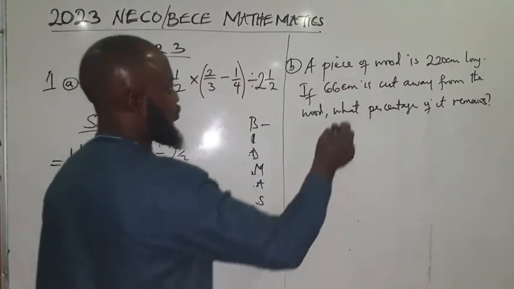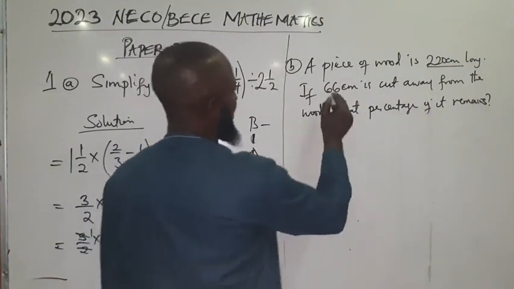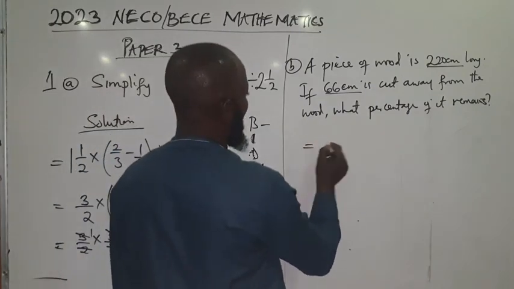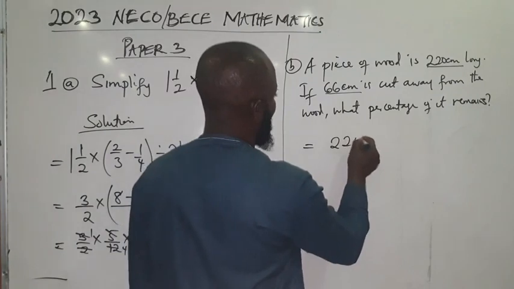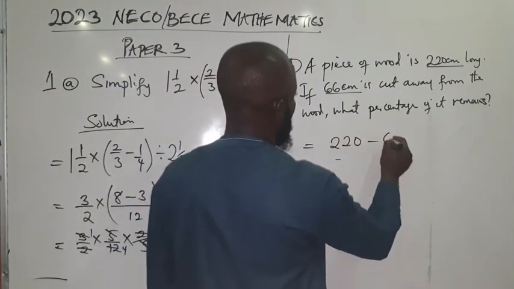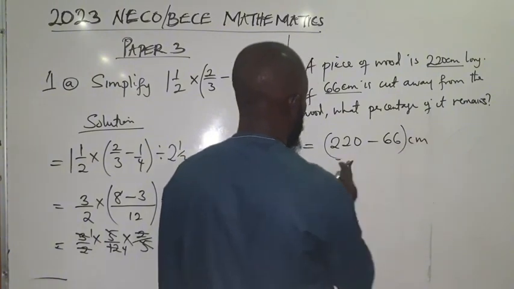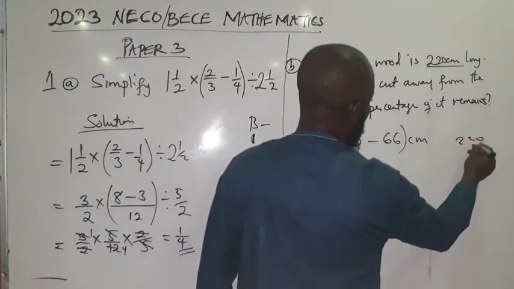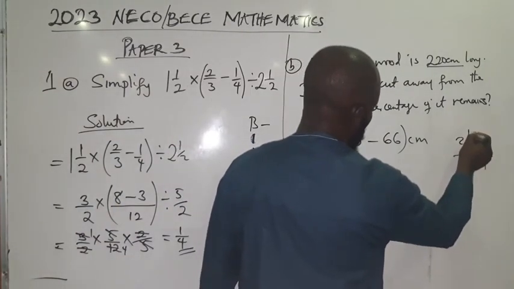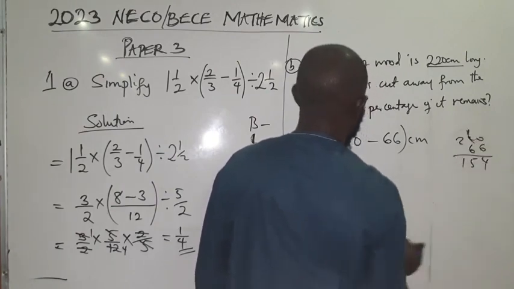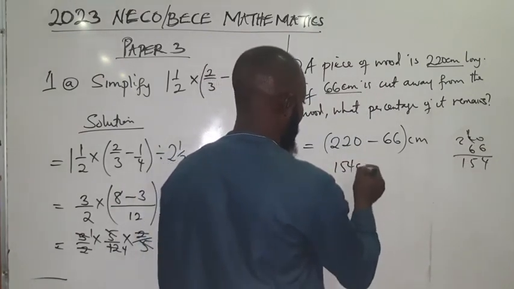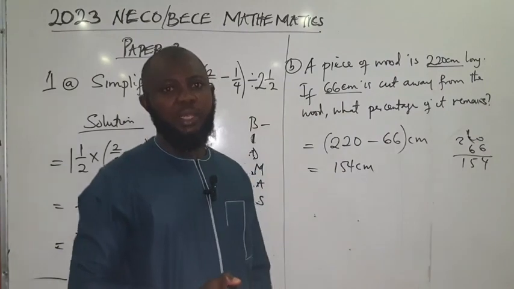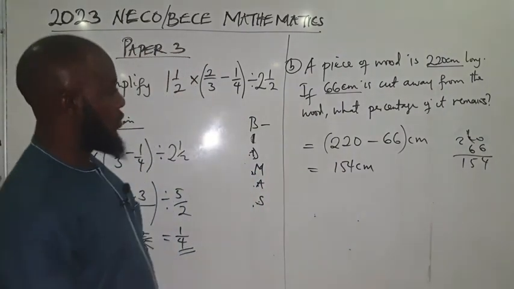So a piece of wood is 220 centimeters long, and 66 is cut away from it. So what are we going to have left? That means we're going to have 220 minus 66 centimeters. So this will give us 154 centimeters remaining. But the question asks us to find the percentage of the remaining wood, right? So what's going to be the percentage?